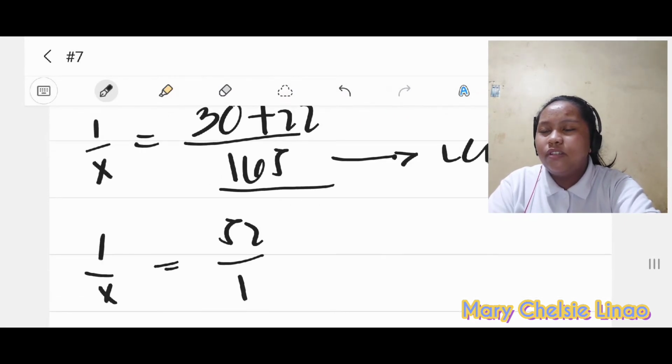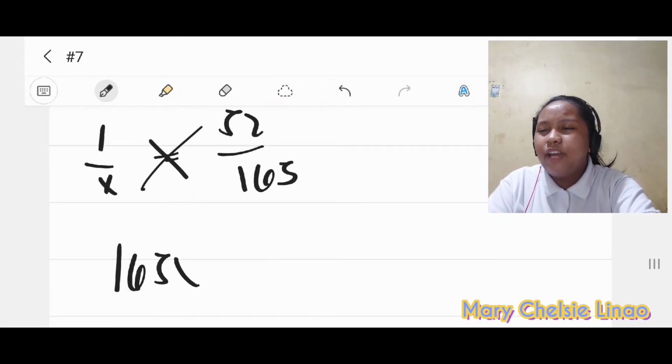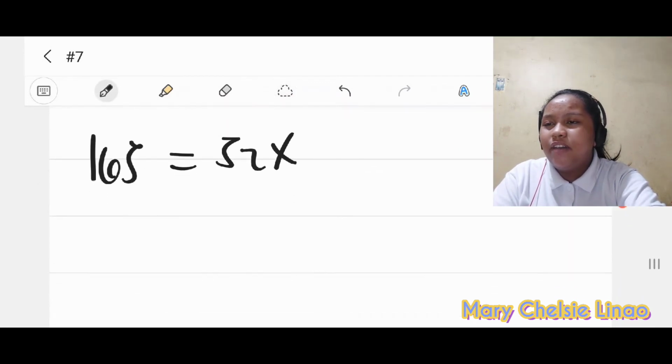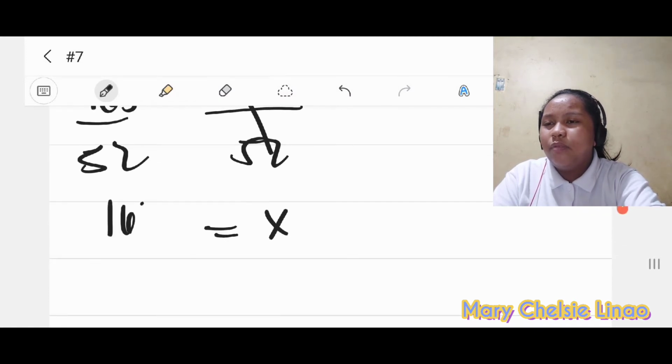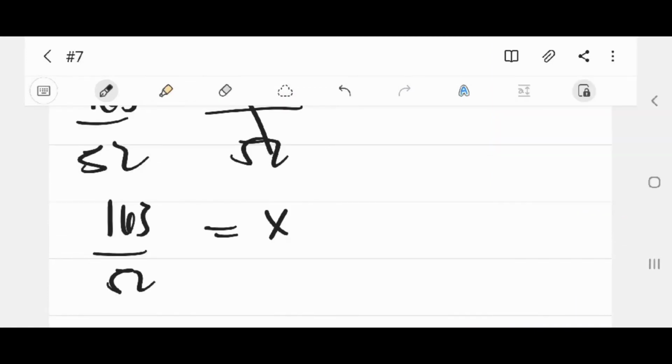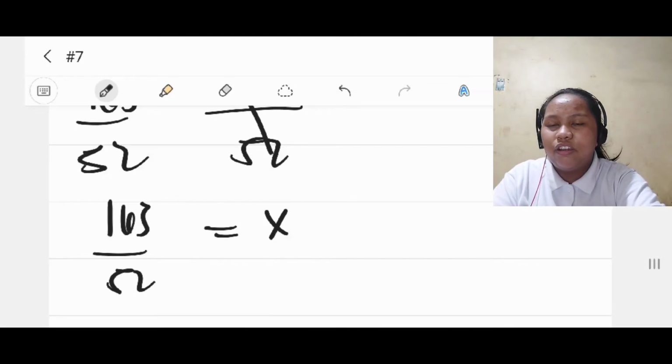And you need to simplify the numerator. It will become 1 over x equals 52 over 165. And cross multiply. It will become 165 equals 52x. Divide both sides by 52 so we can cancel out. It will become x equals 165 over 52. So that is the value of the hours they need to paint together.